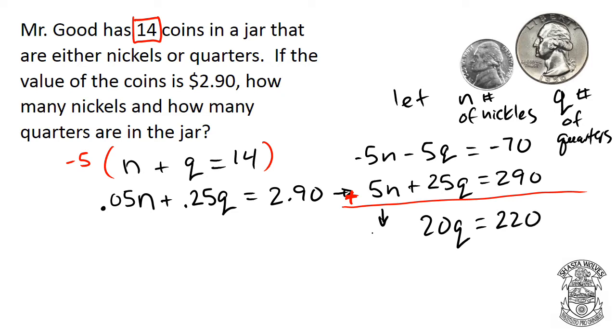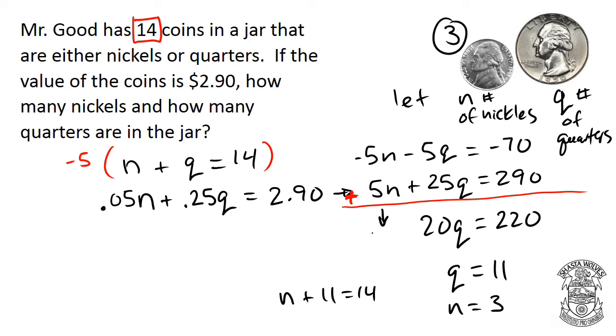So when I divide both sides by 20, I get that q, the number of quarters I have, is going to equal 11. 220 divided by 20 is 11. Well, now that I know that, because the coins have to add up to 14 coins in total, that means I have to have 3 nickels. So I can write below that n equals 3, and the reason is because n plus 11 quarters has to equal 14, so clearly n is going to be 3. So my solution is I have exactly 3 nickels and exactly 11 quarters.